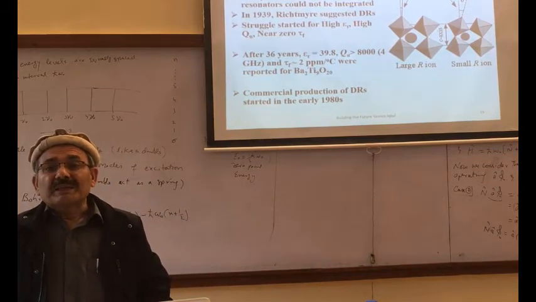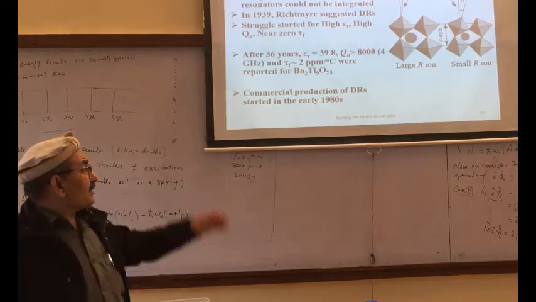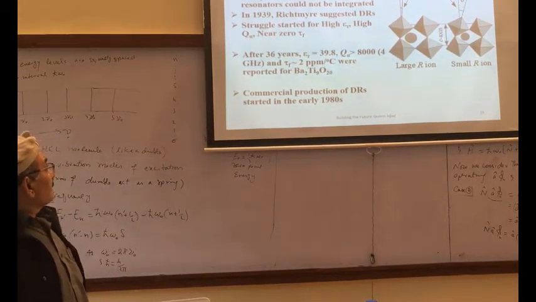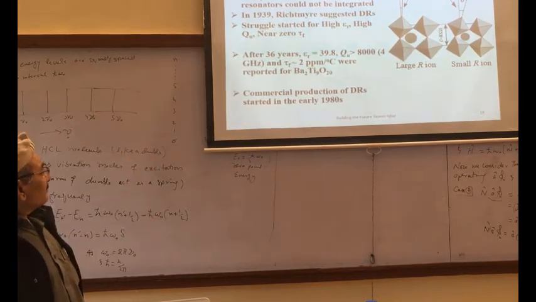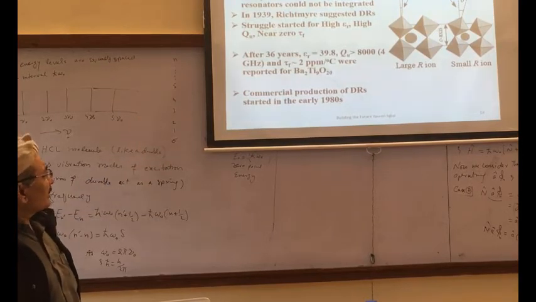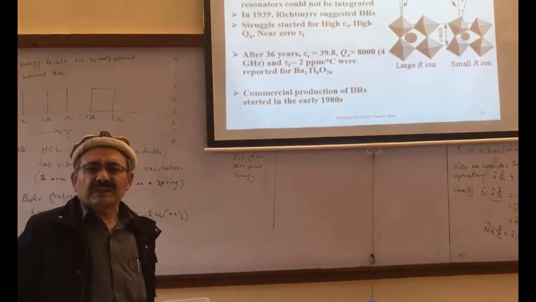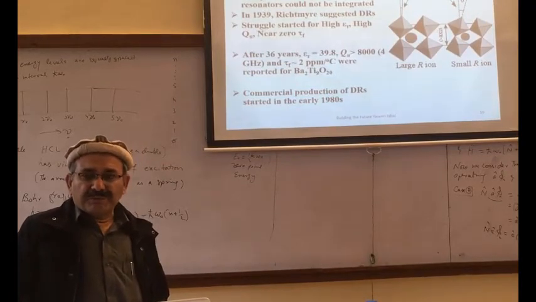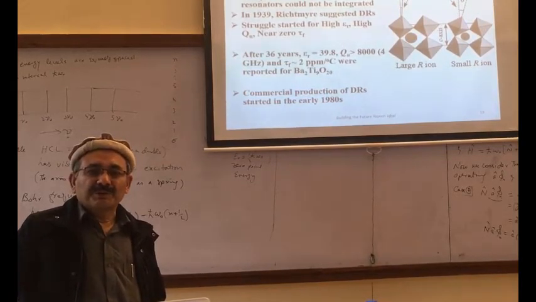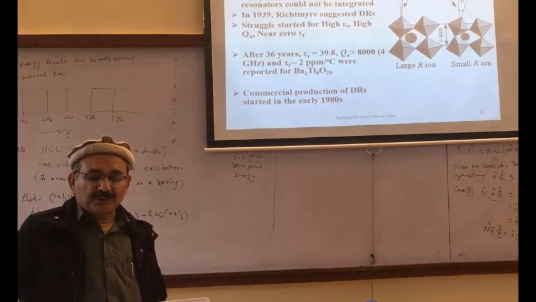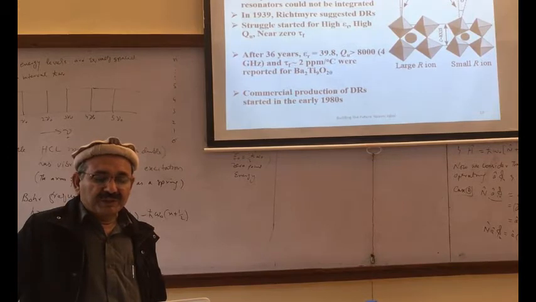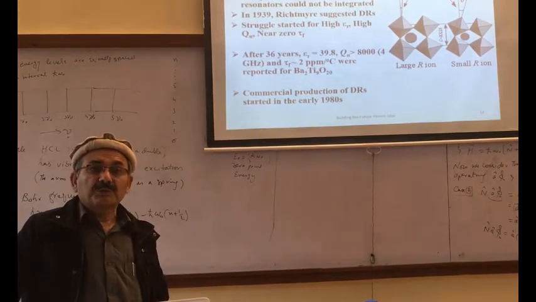It was proposed by Richtmyer in 1939. And the first resonator which could be commercialized came in the 60s. They achieved, after 36 years, a material with a dielectric constant of 39.8, QF and QU, loaded and unloaded. There are two terminologies used commonly for these frequencies. At 4 gigahertz and 2 ppm per degree Celsius temperature coefficient of resonant frequency.